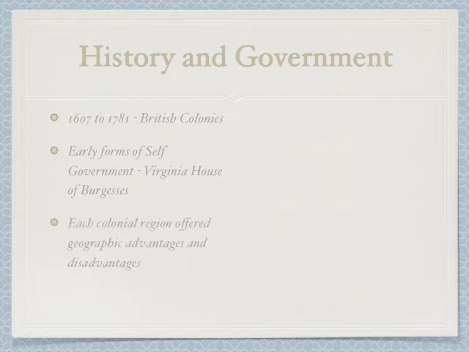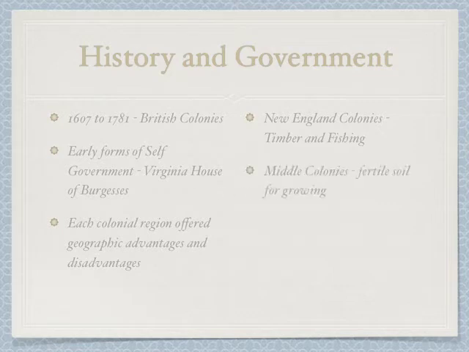Each colony had different geographic advantages and disadvantages. Like in the New England colonies, timber and fishing helped make them successful. Middle colonies had fertile soil for growing, and the southern colonies had rich soil and long summers great for the plantations that would rise up there.